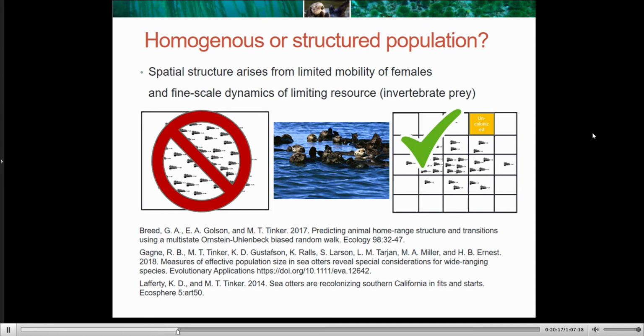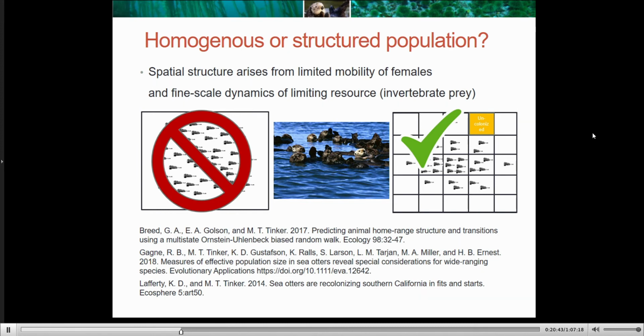This spatial structure arises from two factors. One is the limited mobility of females, of reproductive females, which are the demographically relevant part of the population. Females that are even 50 kilometers distant from each other never encounter each other, and their pups may never encounter each other. They're really discrete populations, even though there's no physical barrier between them, just because they don't move.